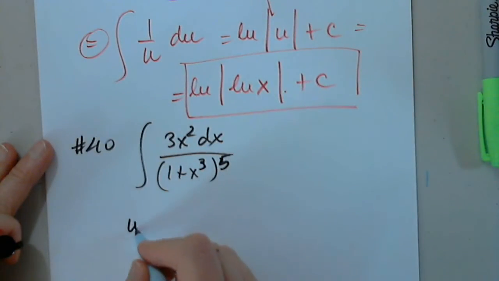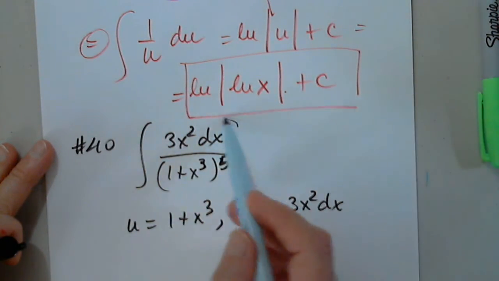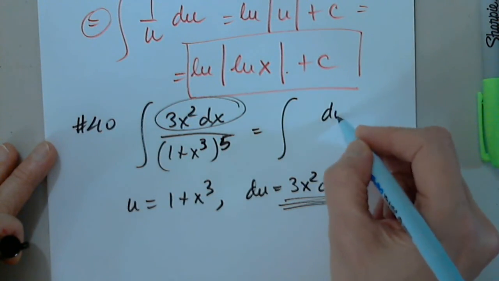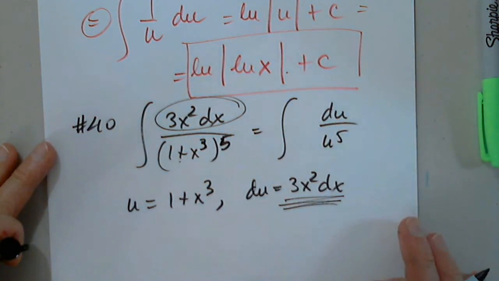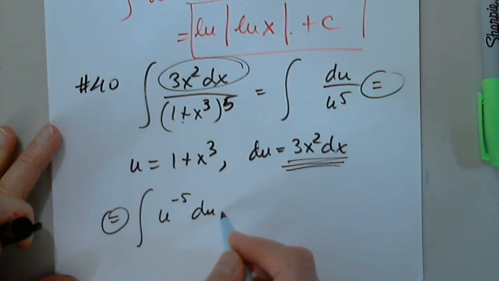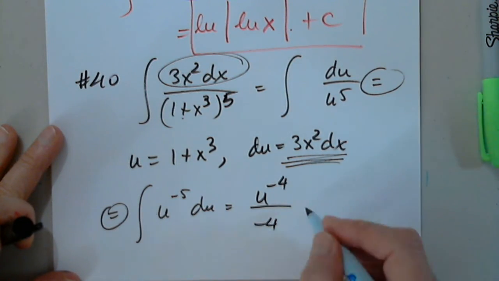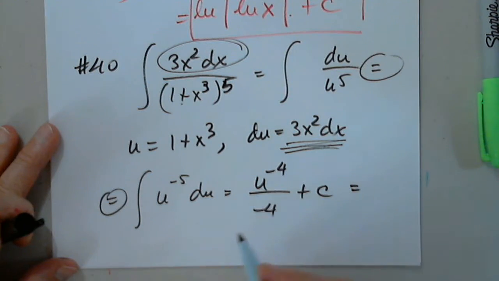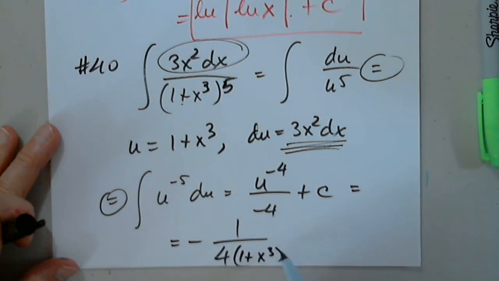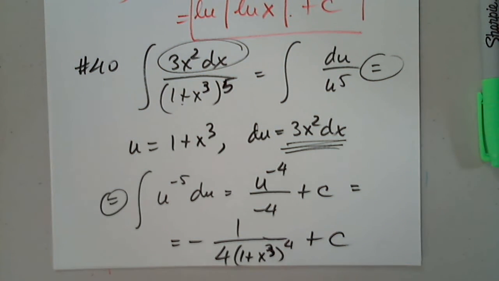Good. So again, the same thing. u equals 1 plus x cubed because du equals 3x squared dx. So this is basically the integral from du over u to the fifth, which is the same thing with the integral from u to negative 5 du, which is u to negative 4 over the same number, plus a constant c. And yes, I have to go back and write 1 plus x to the third to the power 4. It's negative here, it's positive here in the denominator.